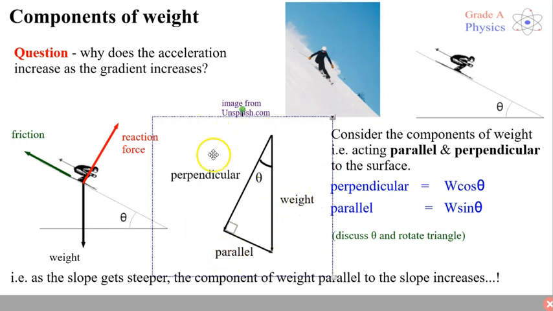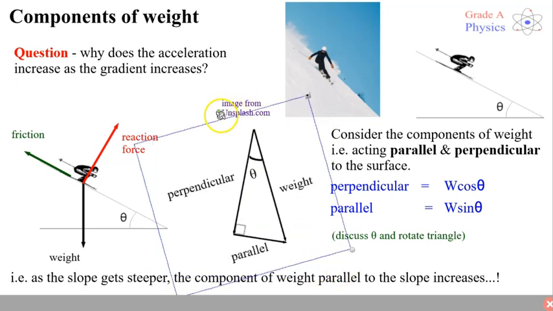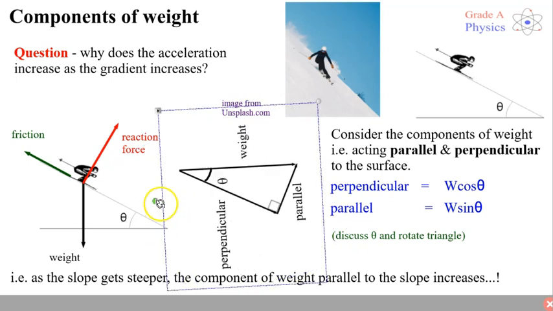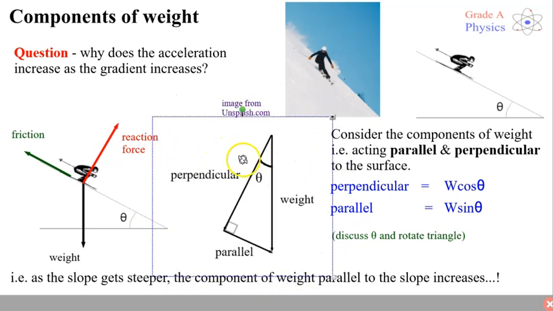Now, what's really useful is just to rotate this, and obviously all the words are the wrong way up. But if you imagine what we've just done previously, we had a force, we had an angle, and we worked out the X and the Y components using SOHCAHTOA. And that's exactly what we're doing here. We're just considering the components of weight, not in X and Y, but perpendicular and parallel.